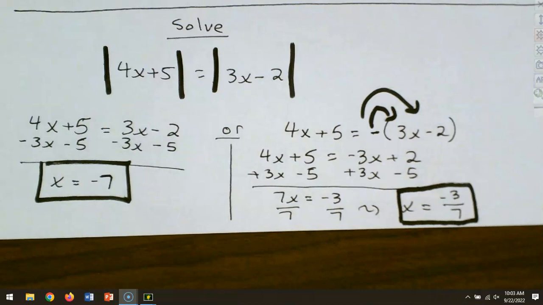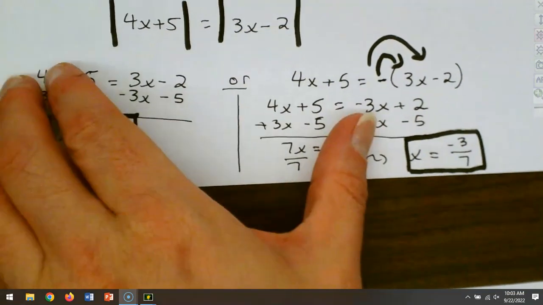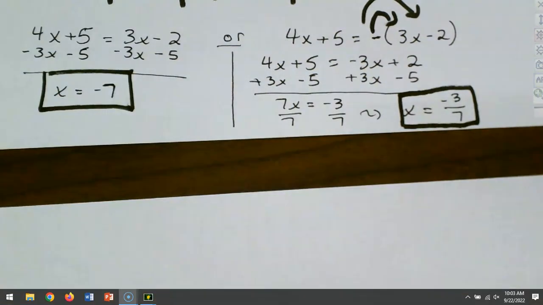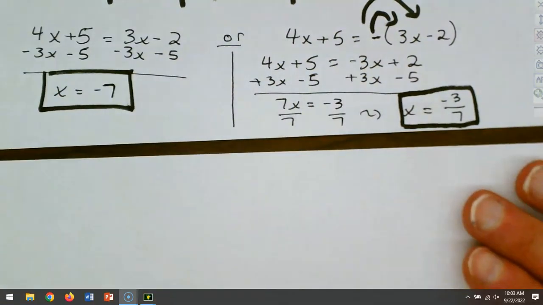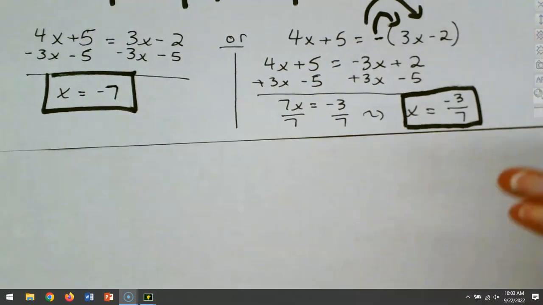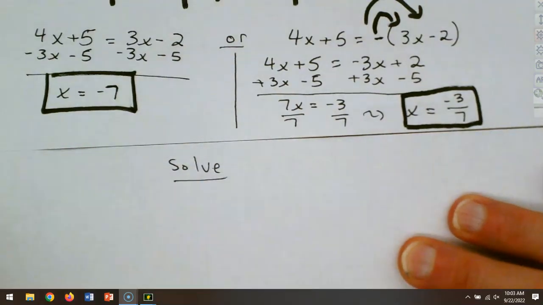One more of these, and then we will look at our absolute value inequalities, which those are the ones that students struggle with more than equalities. So let's solve another one.